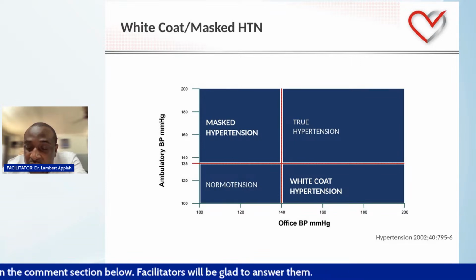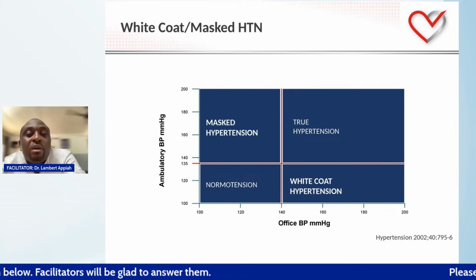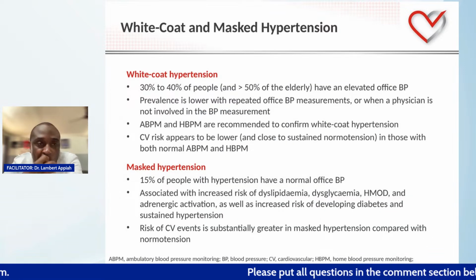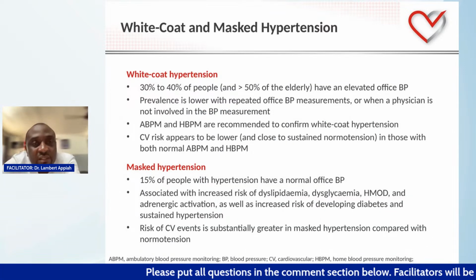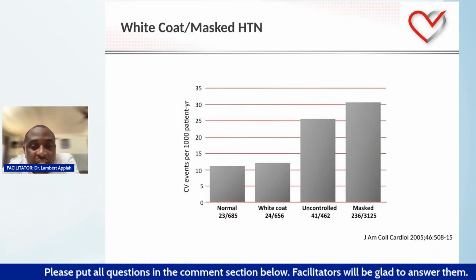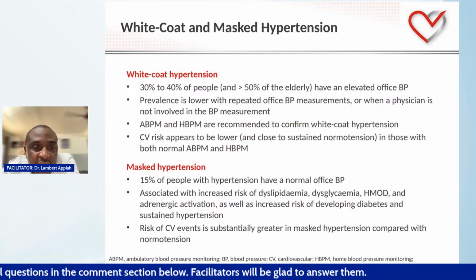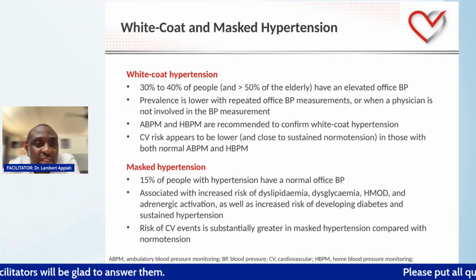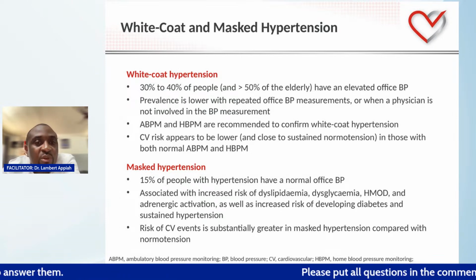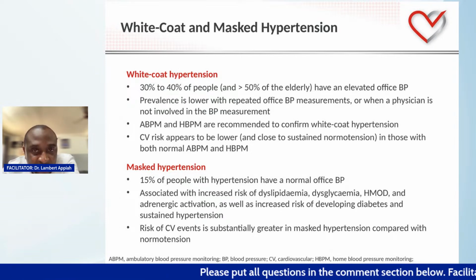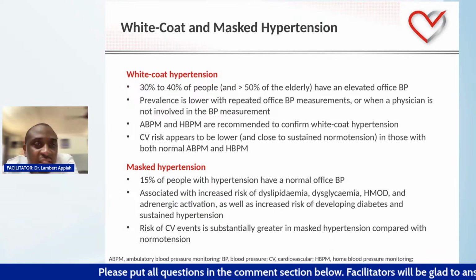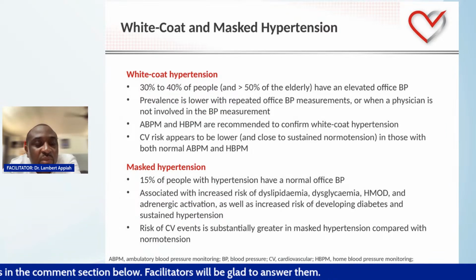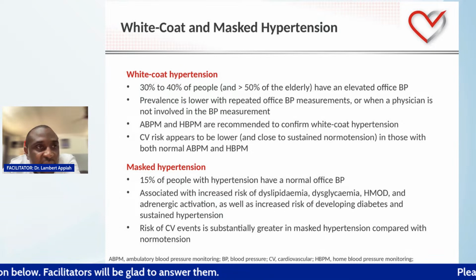So the out of office BP readings help corroborate the story, as in if you are truly hypertensive or not. And these classifications of phenotypes are not entirely benign. You can see that white coat hypertension, for instance, occurs in about 30 to 40% of people who have elevated office blood pressure. The prevalence is lower with repeated office BP measurements or when a physician is not involved in the blood pressure monitoring. In such cases, ABPM, that is ambulatory blood pressure or home blood pressure monitoring, are recommended as mentioned.